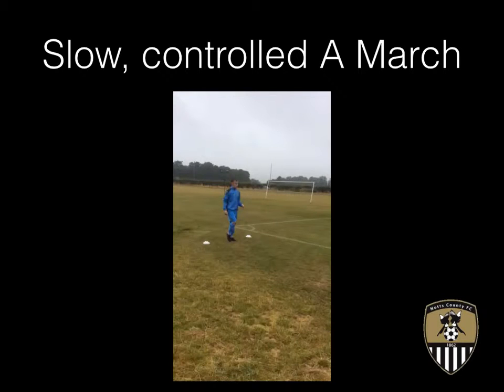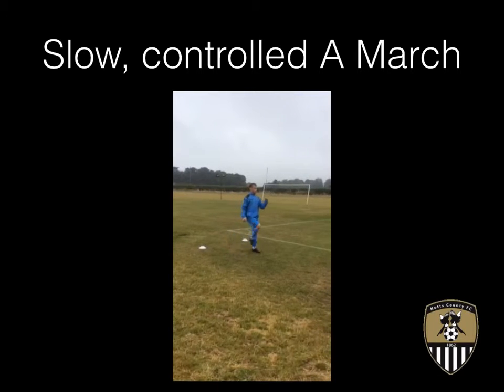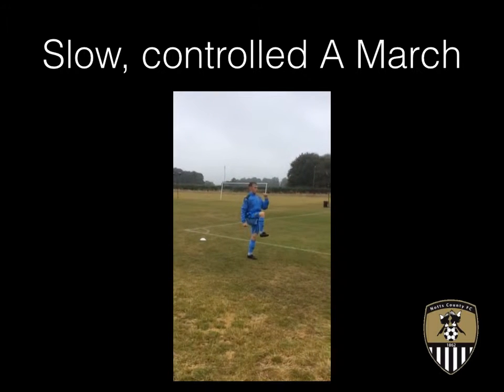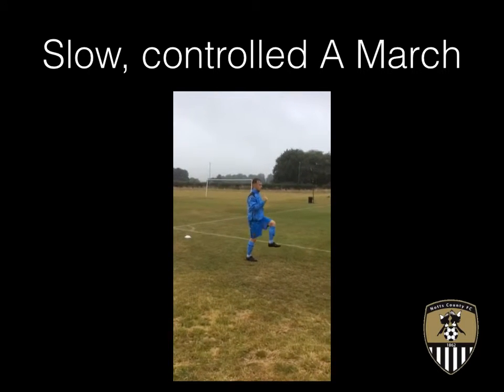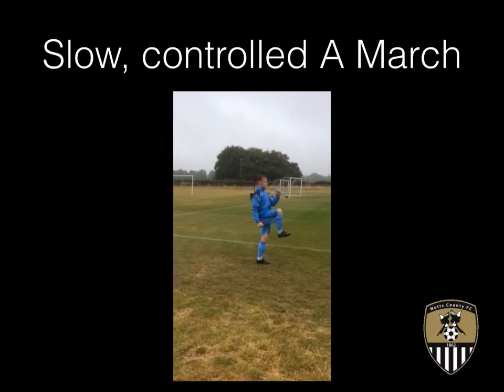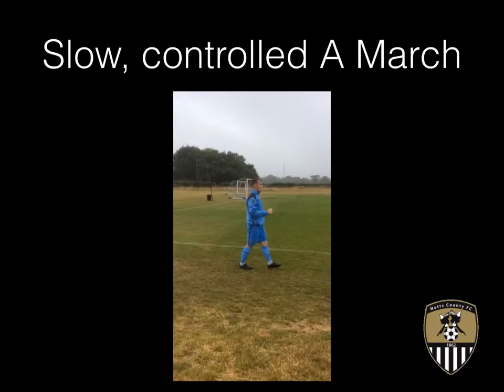So this is our slow controlled march. We're looking for nice alignment, nice posture, nice knee drive. And we're looking for balance as well and stability during that exercise. Hold it for 2 seconds. Good, nice tall hips. Good. Just 90 degrees at that hip. Good. Hold it for a bit longer. That's better. Good.